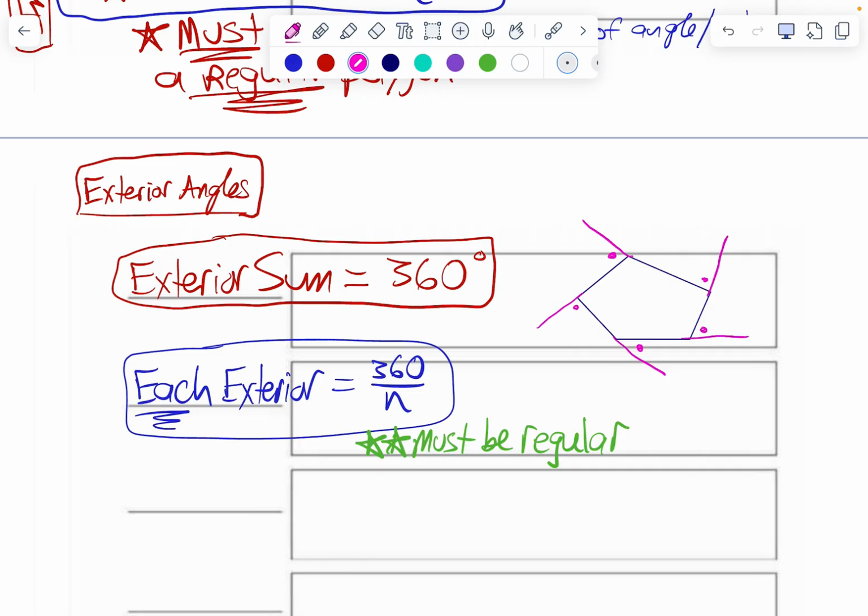How many are there? 5 in this case. So the same as the interior, right? And last thing, I think we should probably say n is the number of sides/angles.